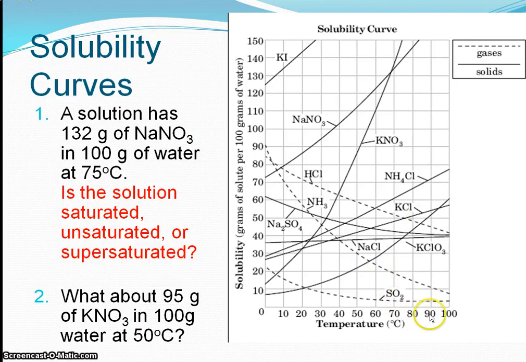Let's try the next one. We have 95 grams at 50 degrees Celsius, so 50 degrees, followed up to 95, and then look at the KNO3 line, and notice that we're above the KNO3 line, which means it is a supersaturated solution. So again, under the line is unsaturated, on the line is saturated, above the line is supersaturated.